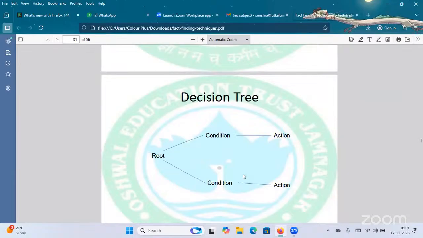See, I have already told that it is a condition action rule. Okay. So this is the root. In the figure you find this is the root, where some conditions are applied and after the condition you find the actions taking place.